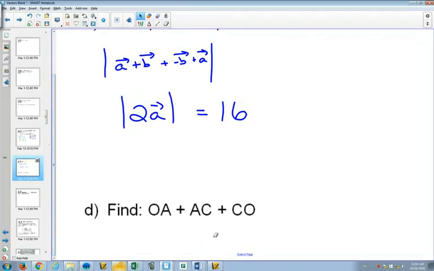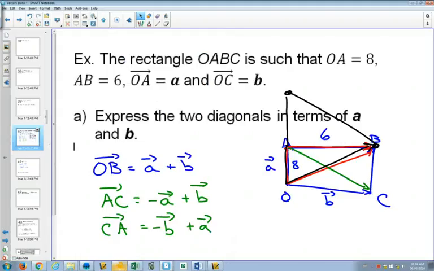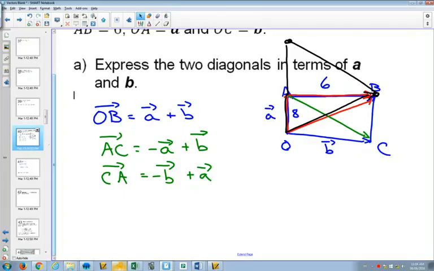And finally, if you went from O to A and then from A to C and then back from C to O. Oh, did we miss part B? We did, didn't we? I think I might have. Part B was just find the length from O to B.